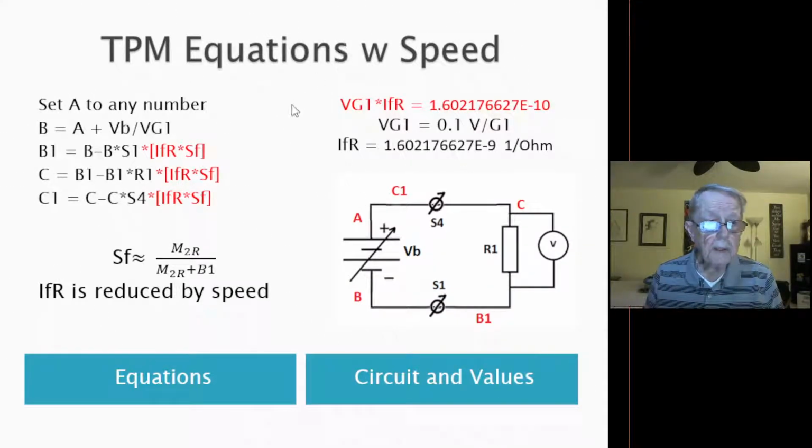Now here are the equations without speed, and here I introduce the speed factor. The speed factor affects the interaction factor, but does not affect S1, R1, and S4. The resistor is not changing. It's physically the same. My tests are going to be all at standard temperature and pressure, and I'm going to keep the current low so the components don't warm up and change. I'm taking precautions this way.